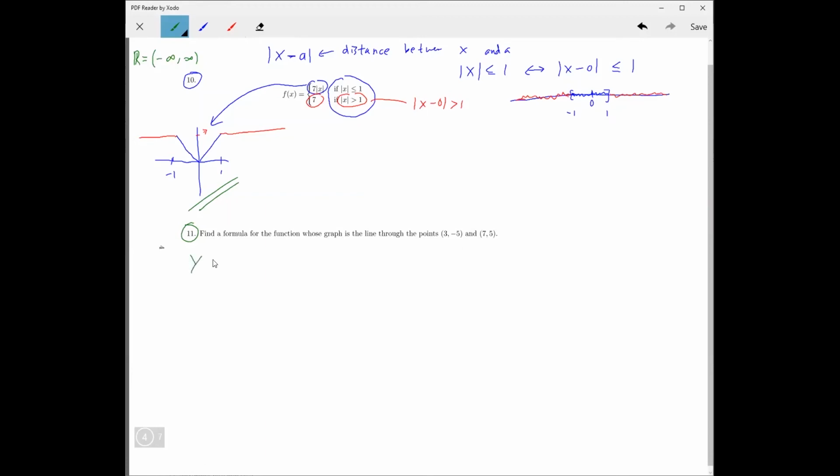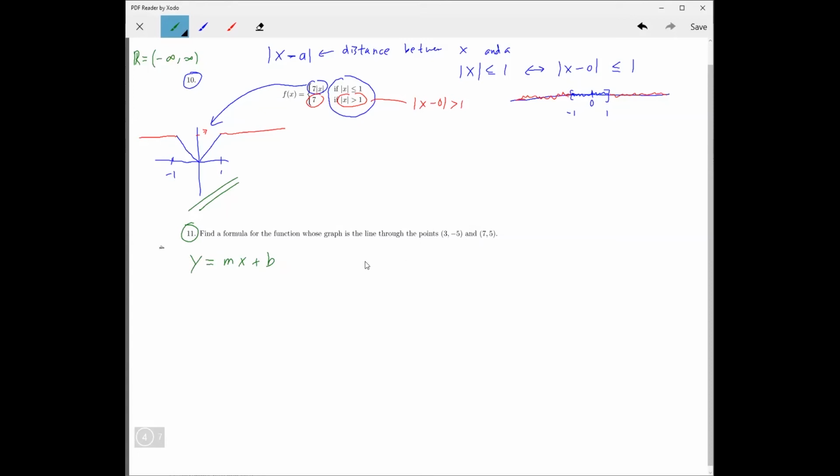And I always let it come back to this, mx plus b. That's the slope-intercept form of the equation of a line. And so you can always just come back to this one and try to figure things out from there.